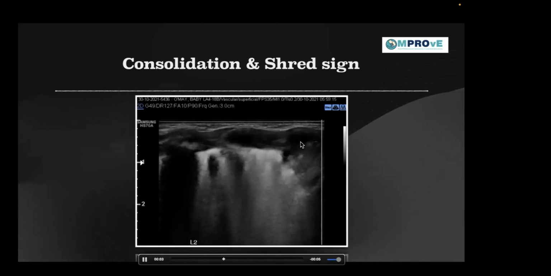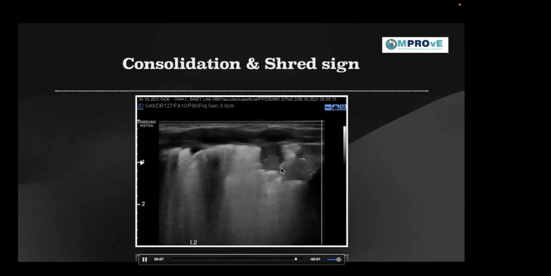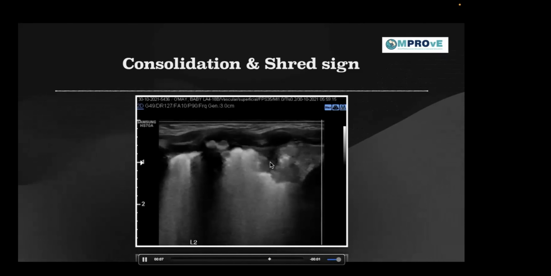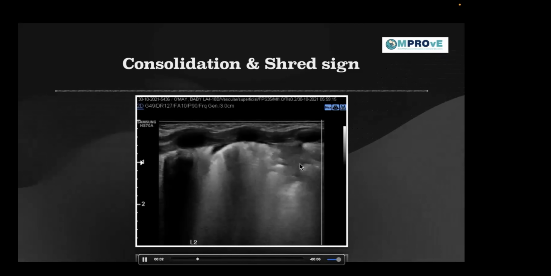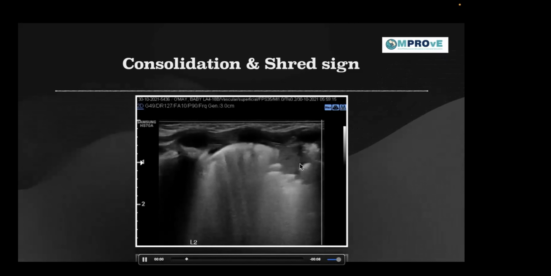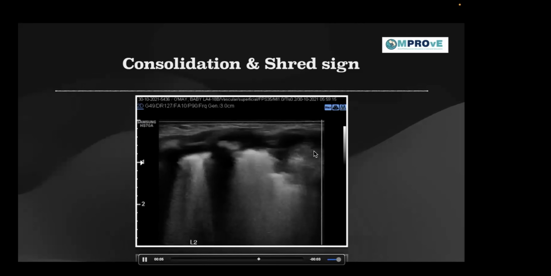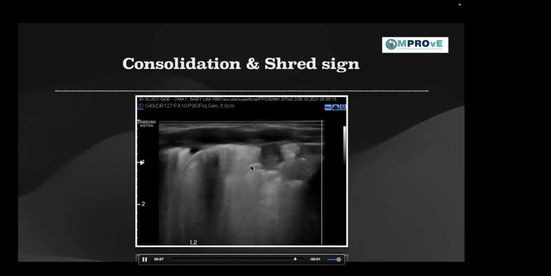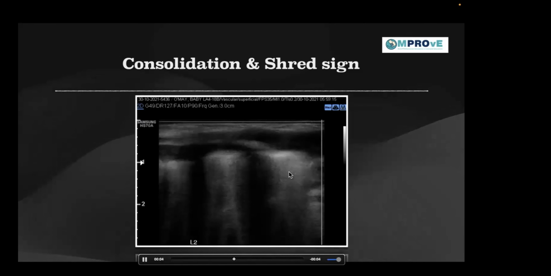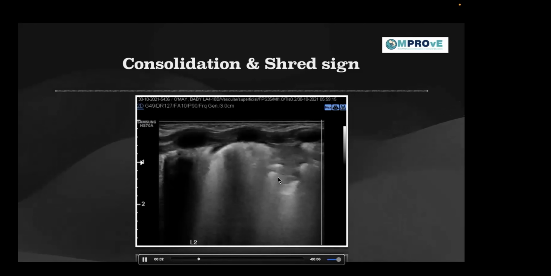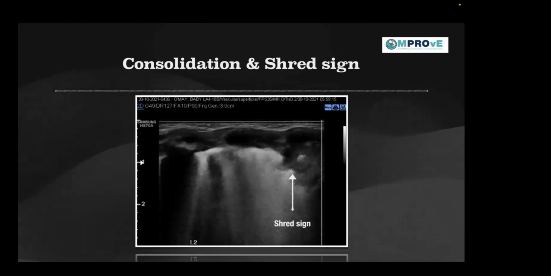Again, an area of consolidation here, where you can see an anechoic or hypoechoic center. Again, very suggestive of an infective, pneumonic process. And you can see quite a consolidated area with a broken, irregular margin. So that's your shred sign. And this anechoic area is your consolidated area.